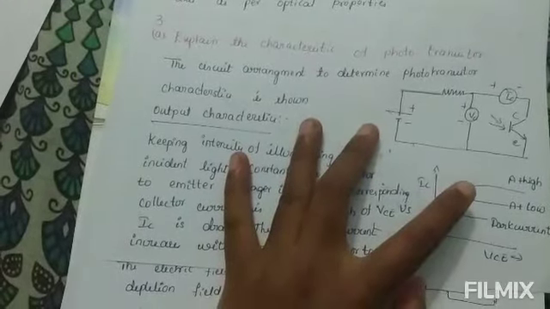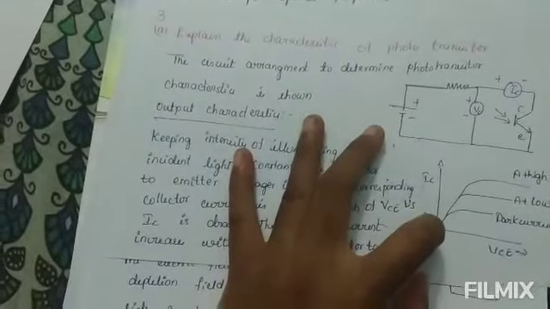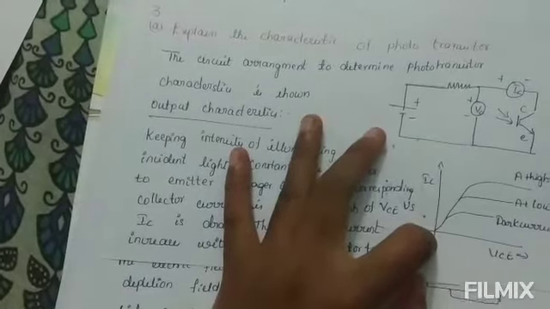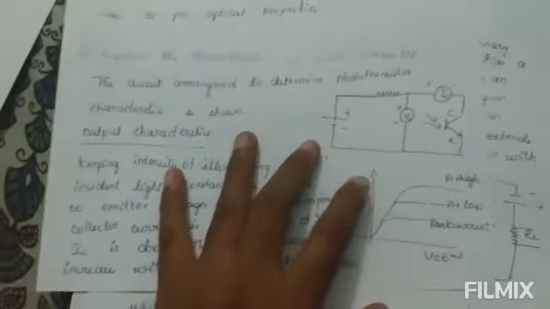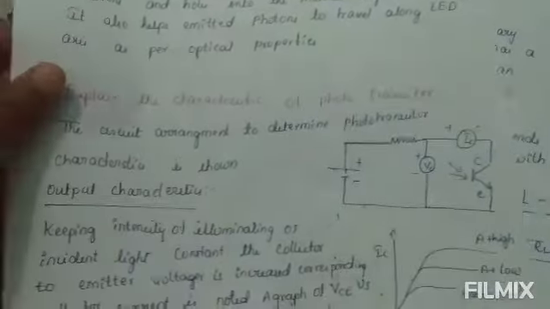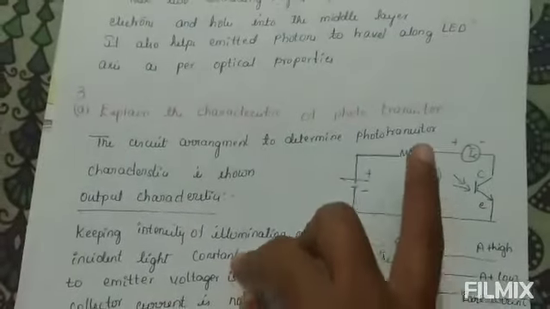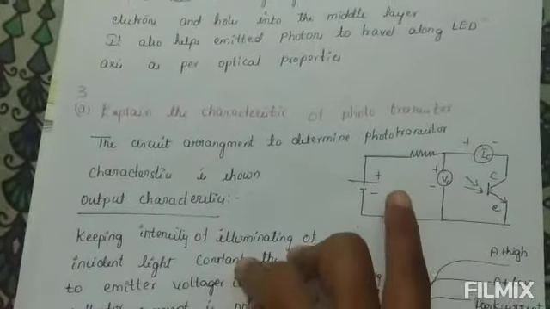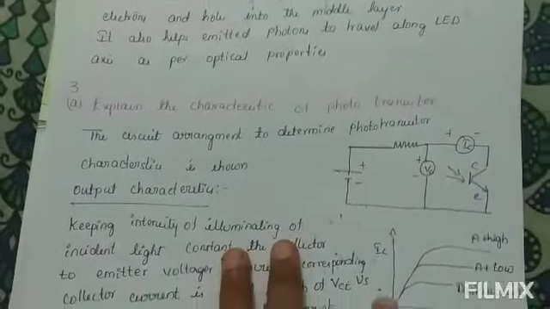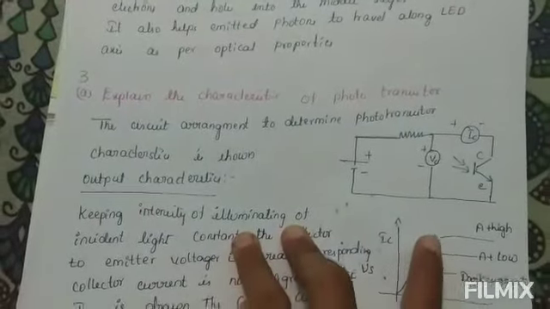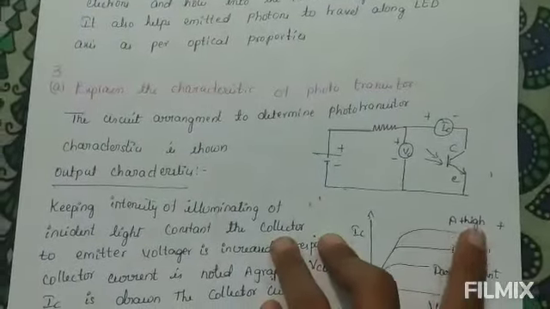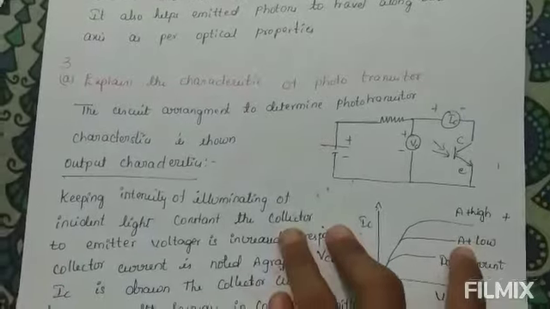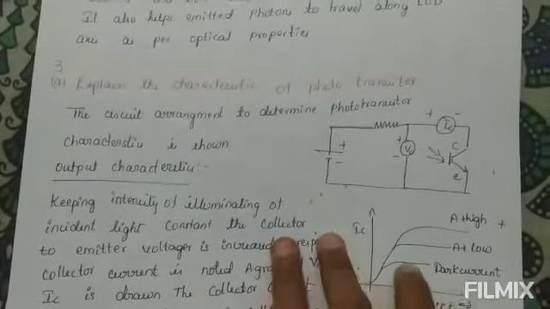Similarly, if you increase the voltage again, the current will go on increasing and become a constant value after some time. That will be the output characteristics of phototransistor. If you go on increasing the voltage, the current also goes on increasing and becomes constant after some time. We call the first lowest value the dark current.